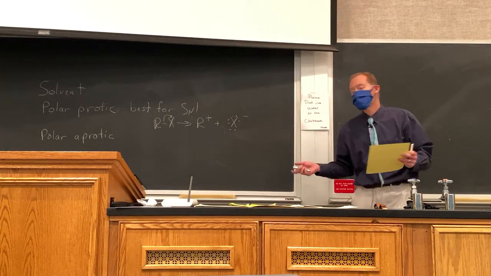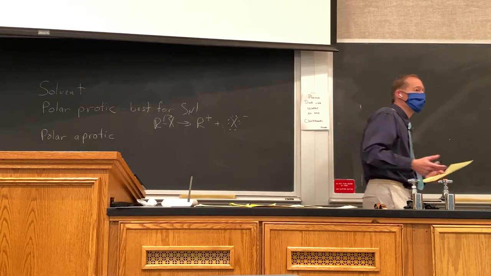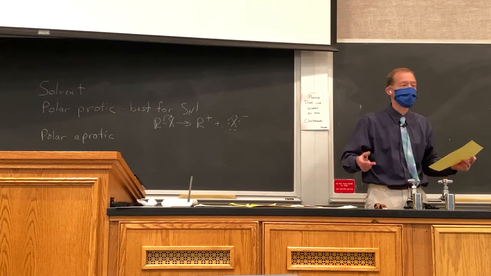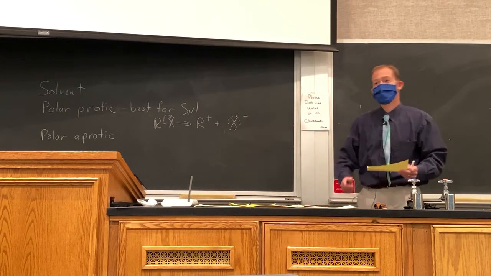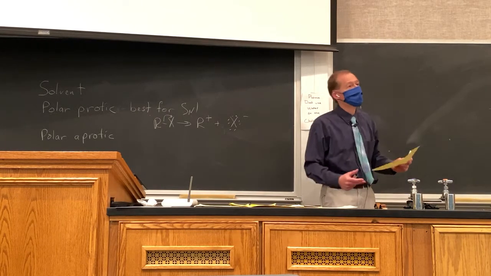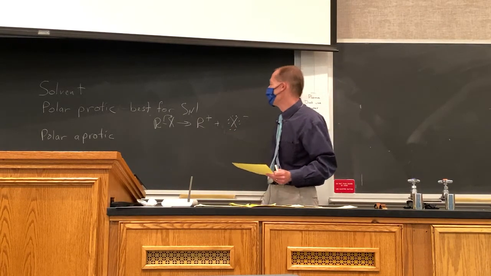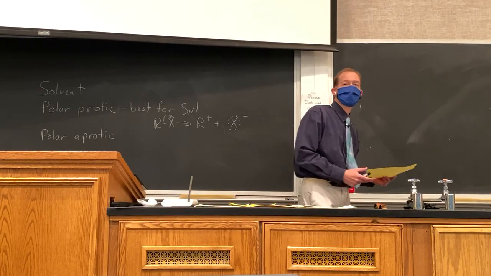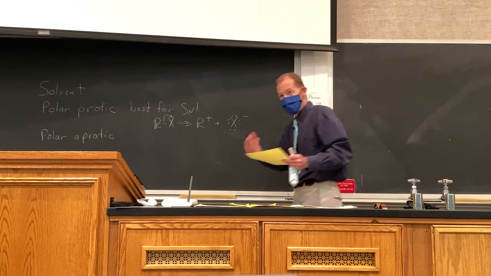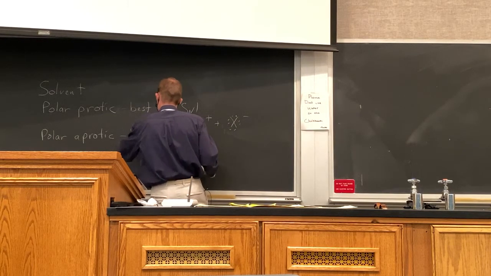And in many cases, the polar protic solvent is also the nucleophile. Most of our weak nucleophiles are polar protic solvents, water, methanol, ethanol, and so forth. Okay? So we're usually going to see polar protic solvents used in SN1 reactions. Okay? So what about polar aprotic solvents? What are they best for? Yes, polar aprotic solvents will be best for SN2.